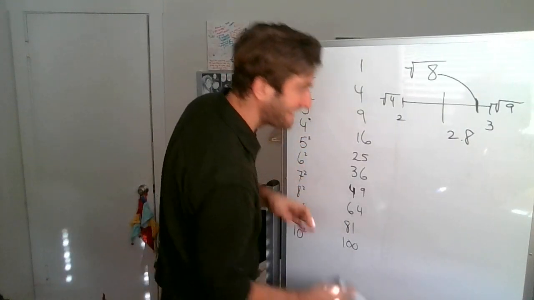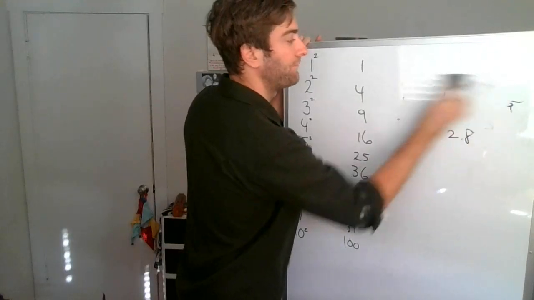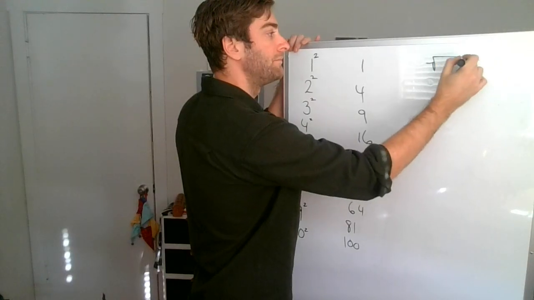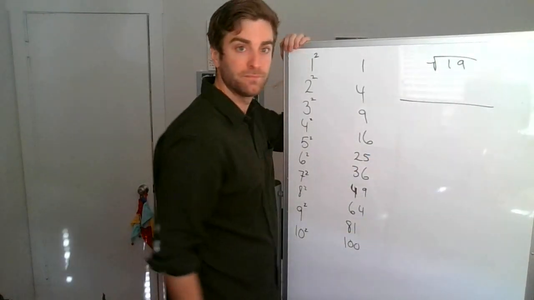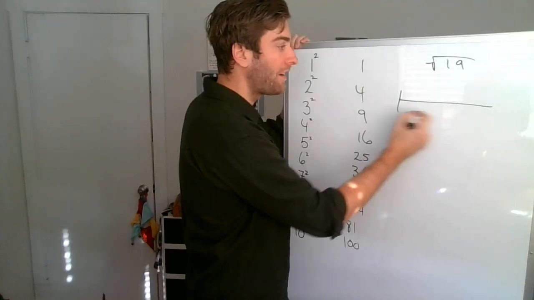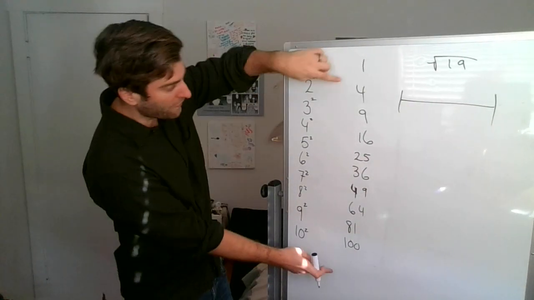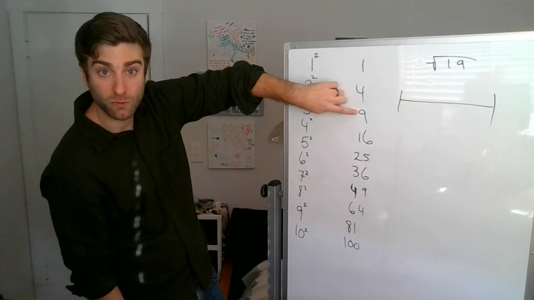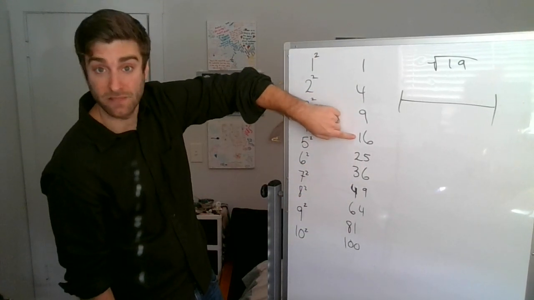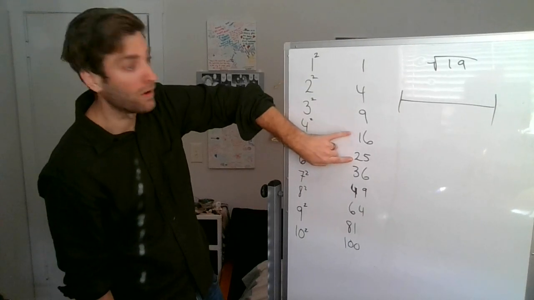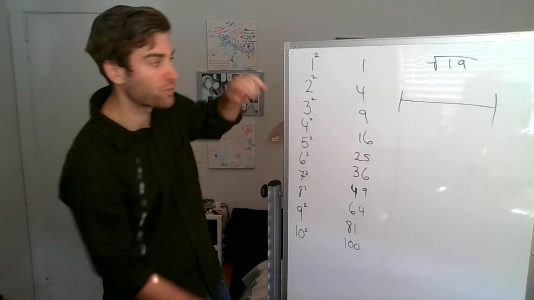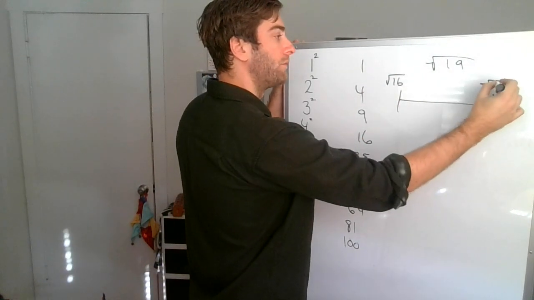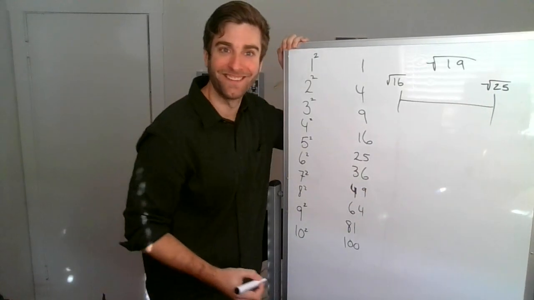Square root of 19 this time. Square root of 19. So draw a little number line. And what's going to be on either side here? We look at our numbers. 19 is between which two? Is it greater than 9? Yeah, it's greater than 9. Is it greater than 16? Yeah. Is it greater than 25? No. Oh, it's got to be between 16 and 25. So I'm going to write that. Square root of 16. Square root of 25.